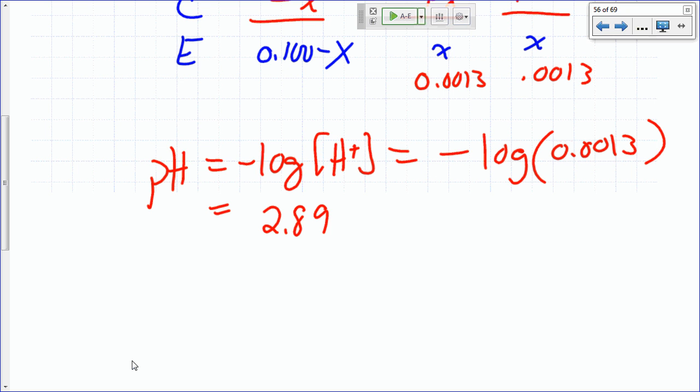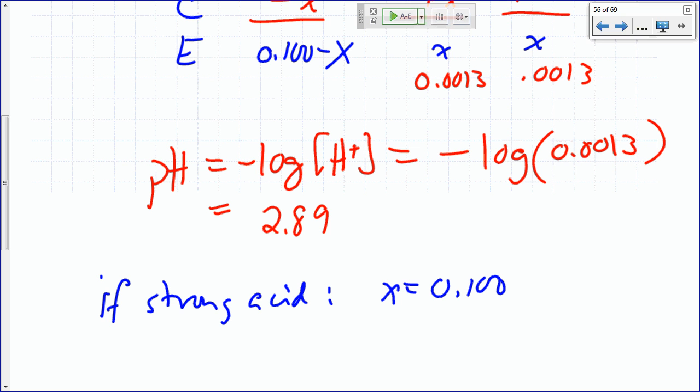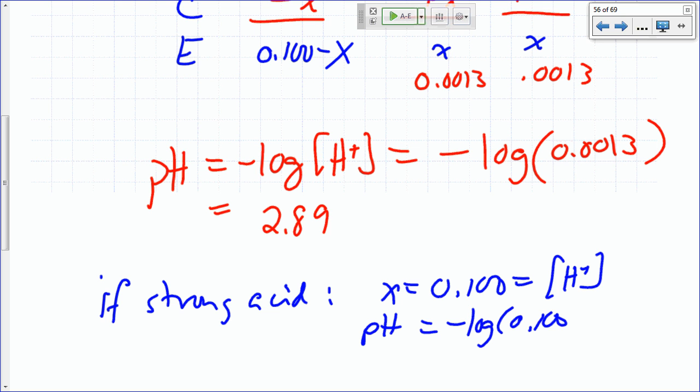That's your pH. What would have been the pH if this was a strong acid? If you had a strong acid, X would have been 0.1, right? And so that would have been your H plus, and your pH would have been negative log of 0.1, which is 1. So you see, it's not quite as acidic as we would expect a strong acid to be. So if you have to compare two acids, two monoprotic acids, one strong, one weak, if they have the same concentration, which one would have a lower pH? The stronger acid would have a lower pH. The strong acid would have a lower pH.